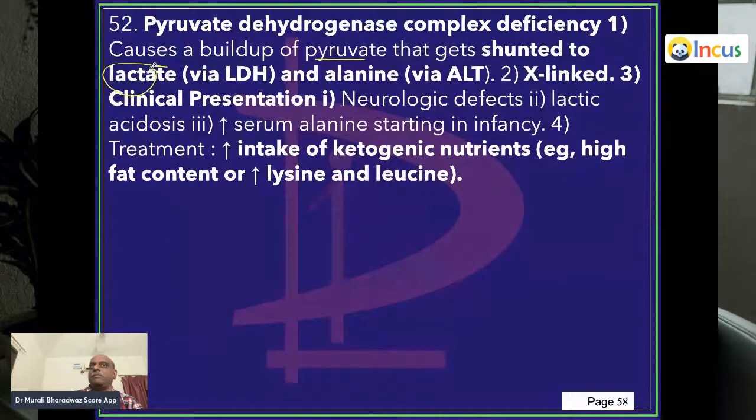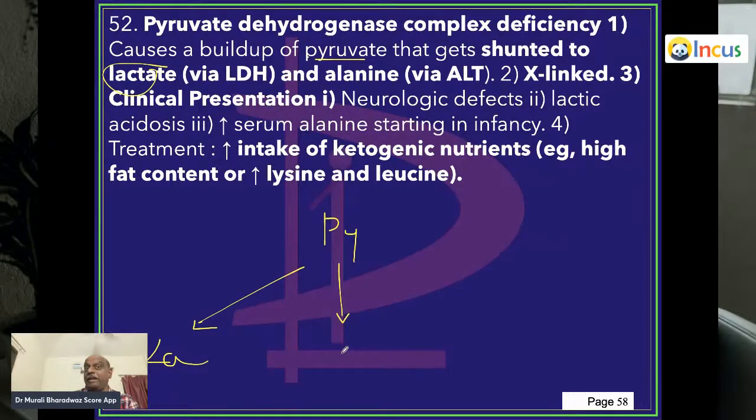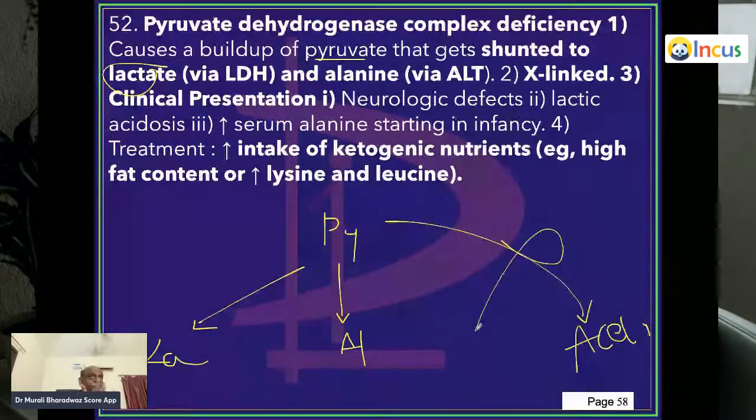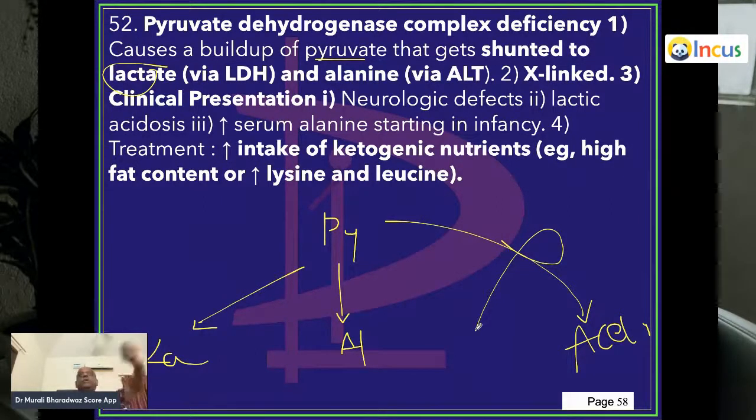So pyruvate has 3 fates. 1, it can become lactate. It can become alanine, or it can become acetyl-CoA by the action of pyruvate dehydrogenase. So if pyruvate dehydrogenase is not there, then it becomes more of alanine, more of lactate. Typically, that leads to lactic acidosis, increased serum alanine, neurological defects.